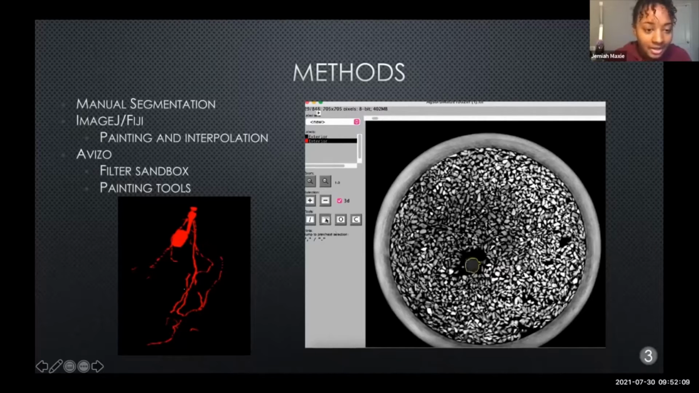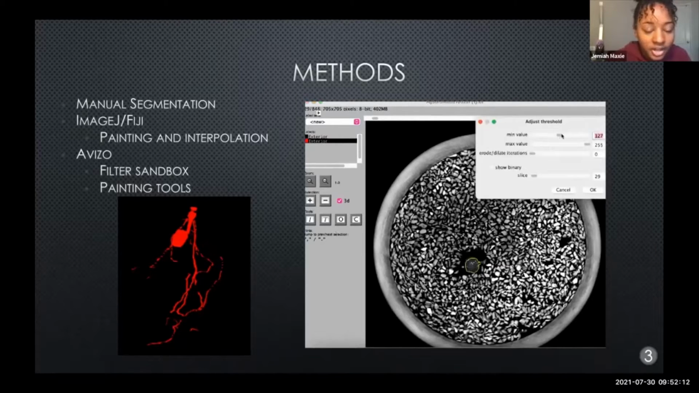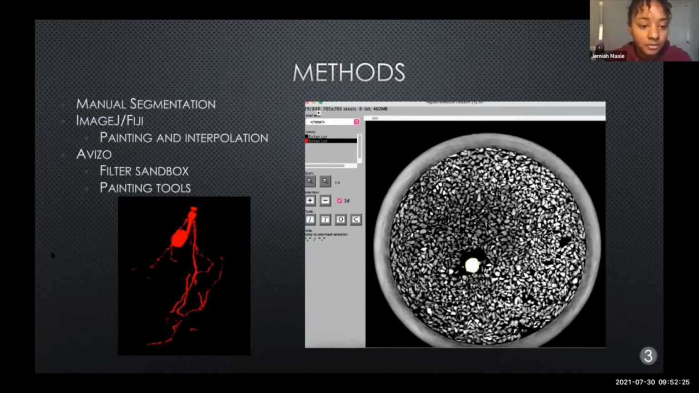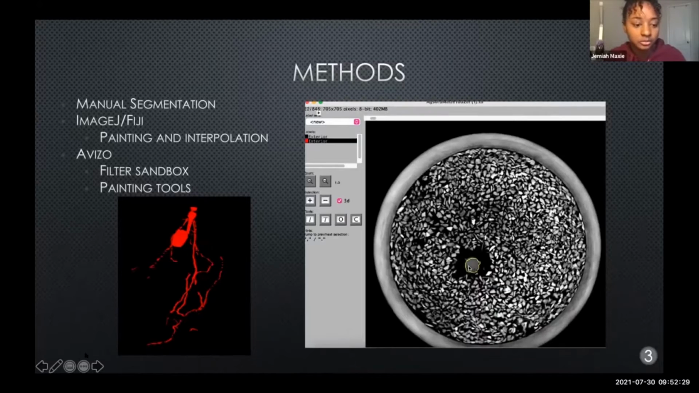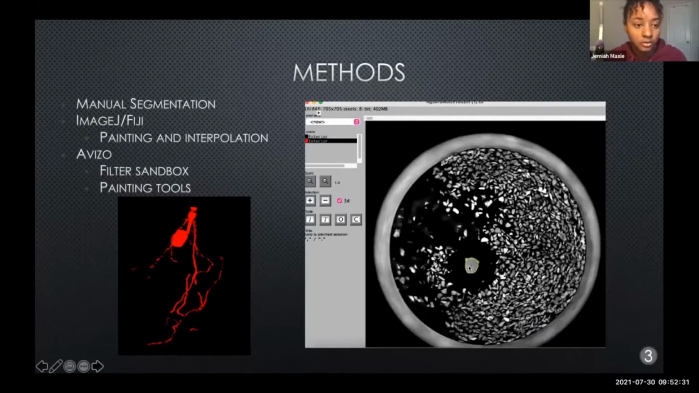You can see that there's not a lot of detail, and there is some missing information. So that's when we decided to switch over to Aviso and use some of their tools, because I found it a little bit easier to work on Aviso than ImageJ. Go to the next slide.